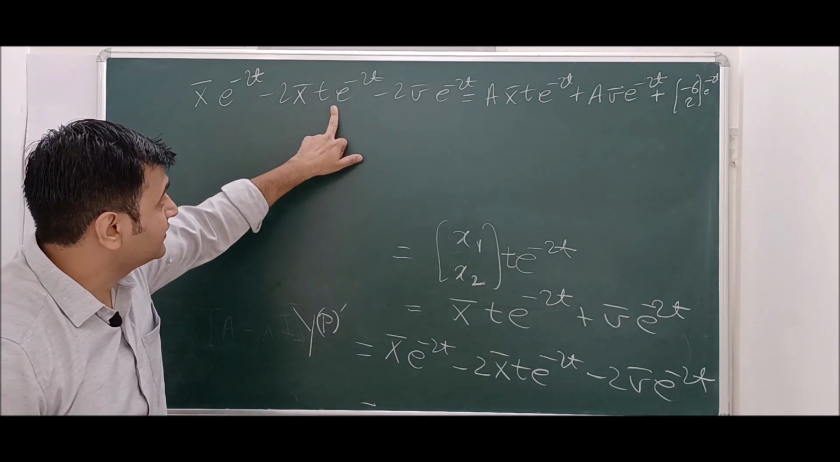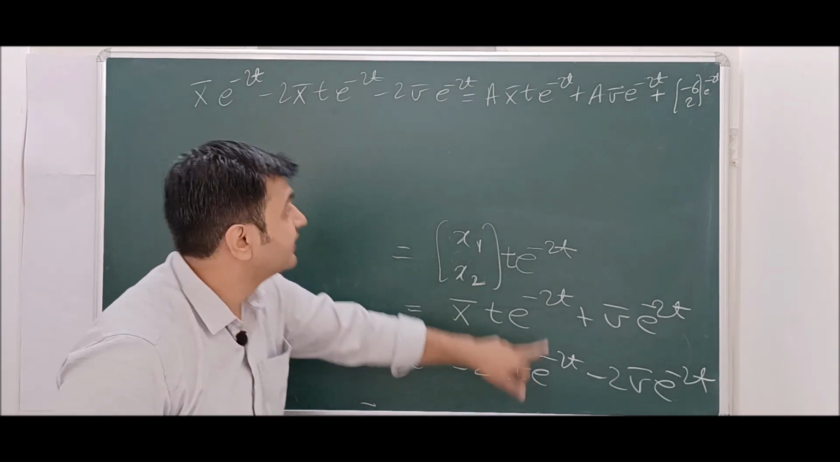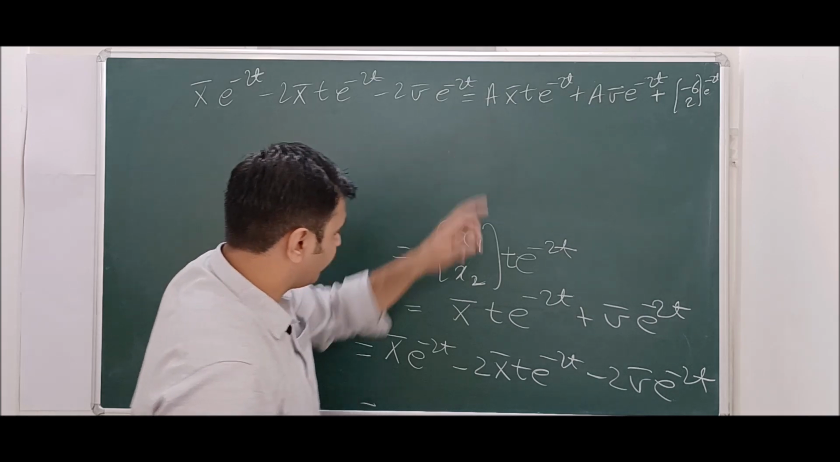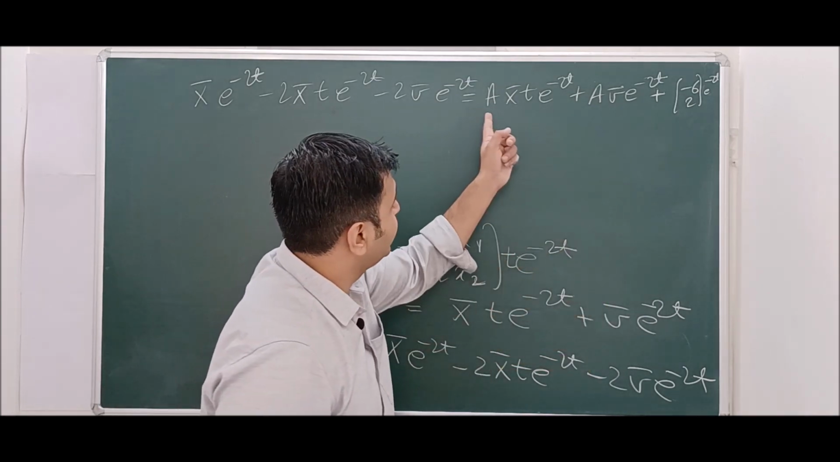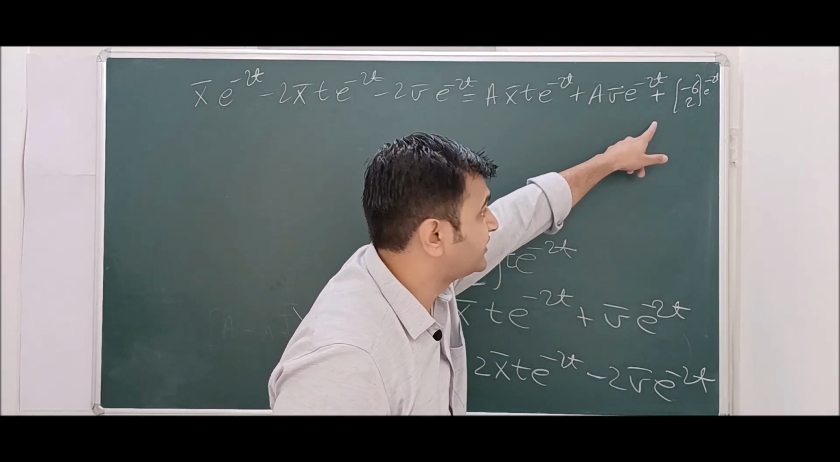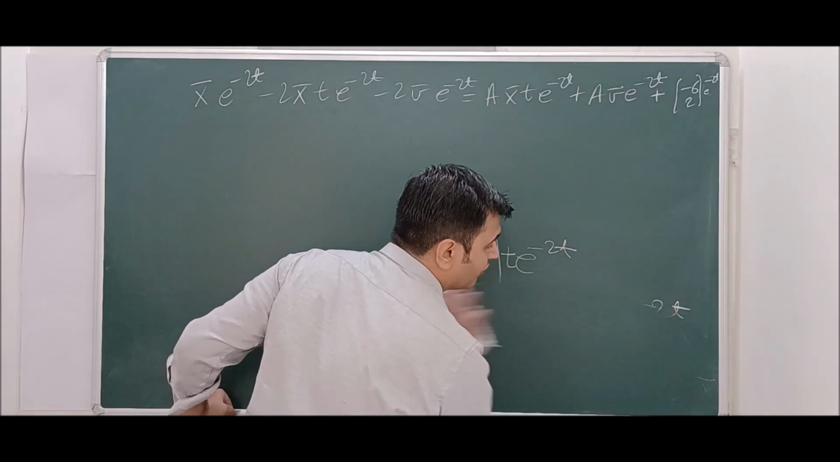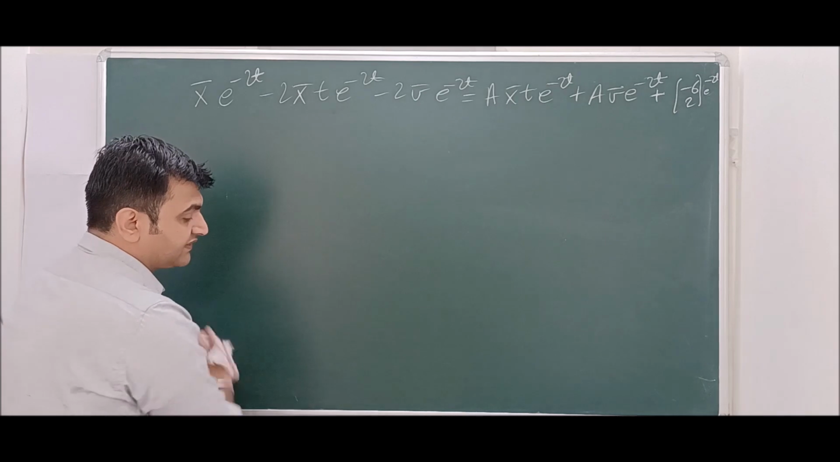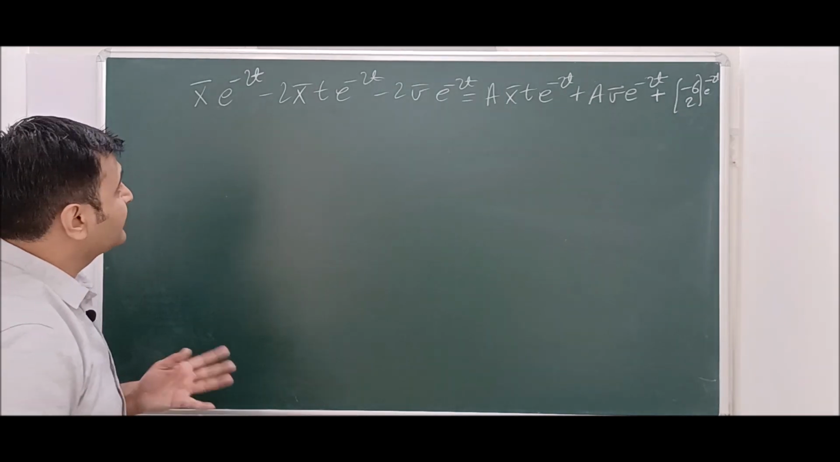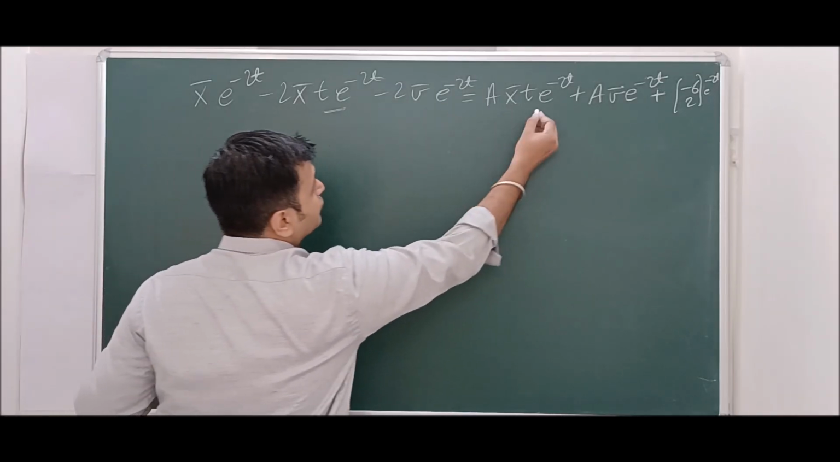Yp prime is here, those are the three terms, equal to A times yp. Yp had two terms, so A times the first term plus A times the second term plus g of t. Okay, so this is what I get when I substitute the values of yp prime and yp in the given system. Now let's compare the t e raised to minus 2t terms.